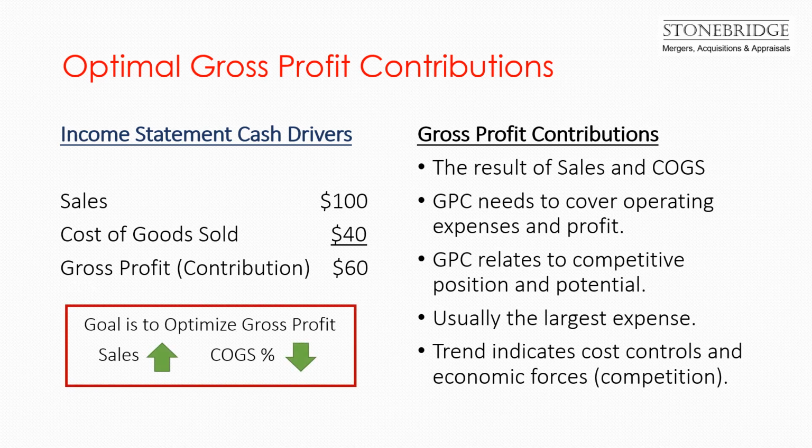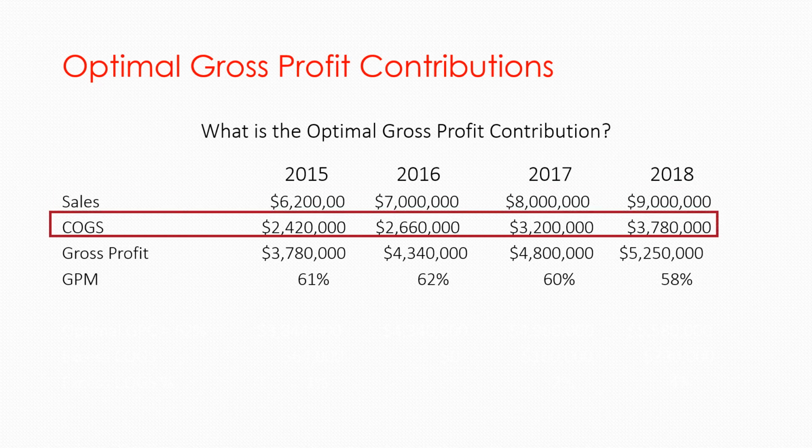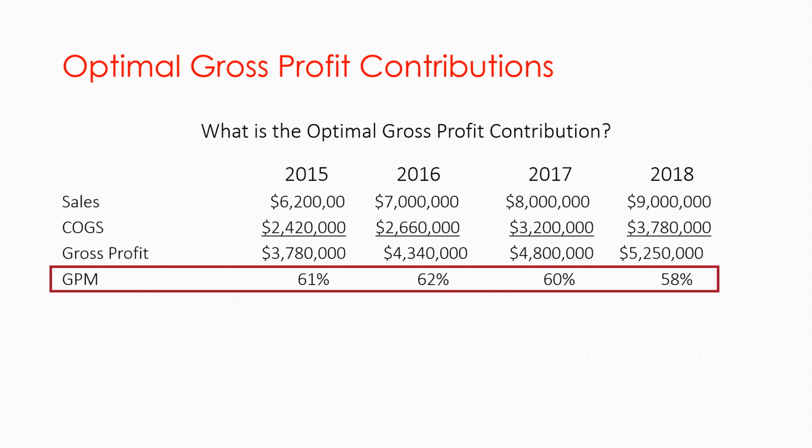So the goal is to optimize the gross profit, which is done by growing sales and lowering the cost of goods to sales margin. In this exhibit, we have the sales increasing over the past 4 years. The cost of goods sold also have been increasing from $2.4 million to $3.8 million in 2018. The gross profit has been increasing also, but let's look further. The gross profit margin has gone from 61 to 58%, which is not good. It looks like 2016 was the optimal year for the gross profit margin, as it was 62%.